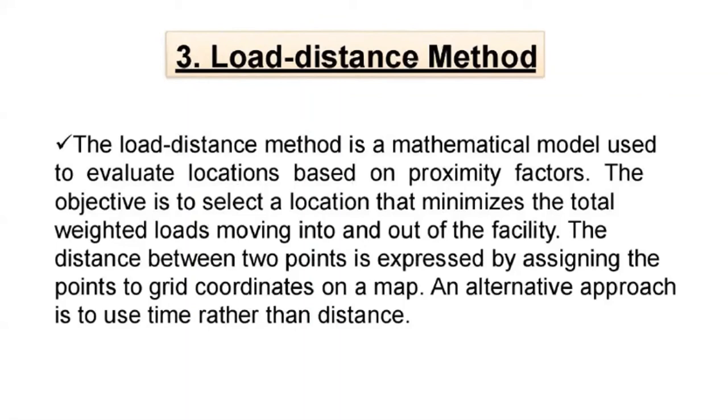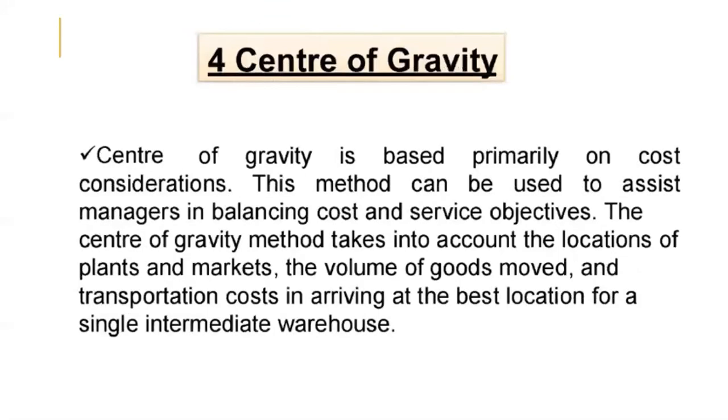The distance between the two points is expressed by assigning the points to grid coordinates on the map. The grid is coordinated on the map, and it is expressed through two points. An alternative approach is to use time rather than distance. Here time is considered instead. So we can use load and time also, rather than load and distance.